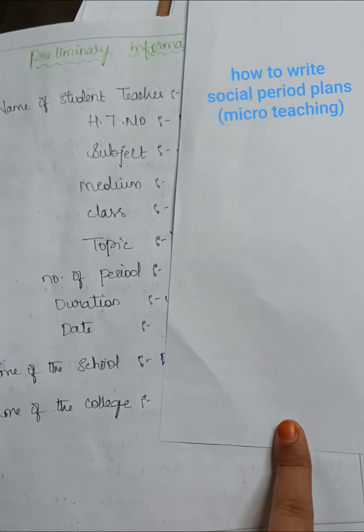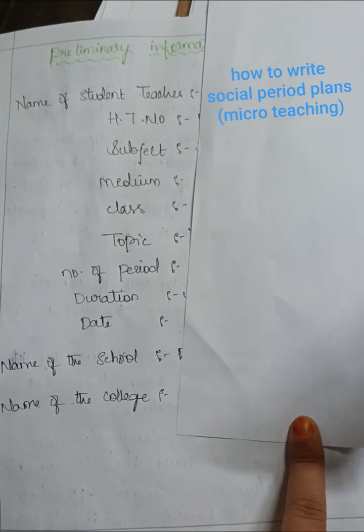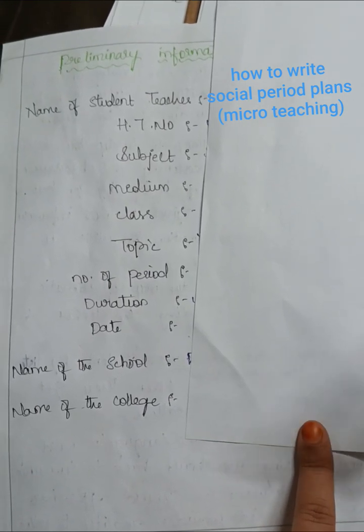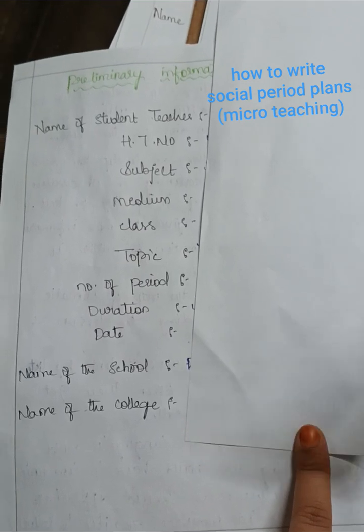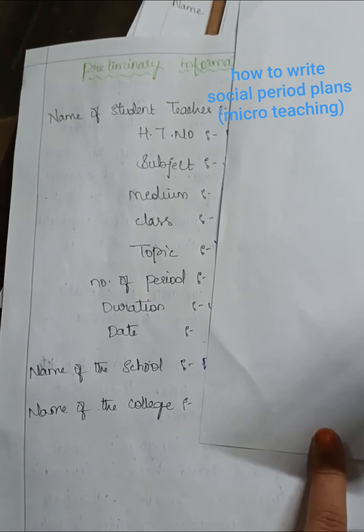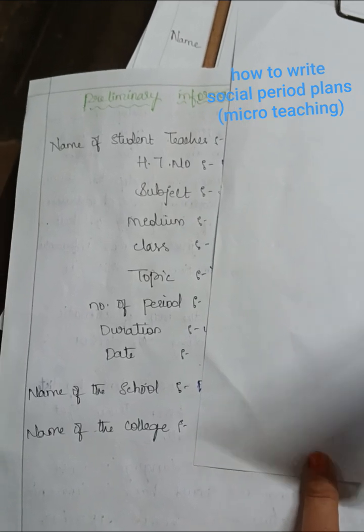Students, I am explaining about the social period plan record. For B.Ed students, social period plans and English period plans records need to be written. So that social period plan record I am explaining here. Micro teaching period plan record. This is the micro teaching period plan record.